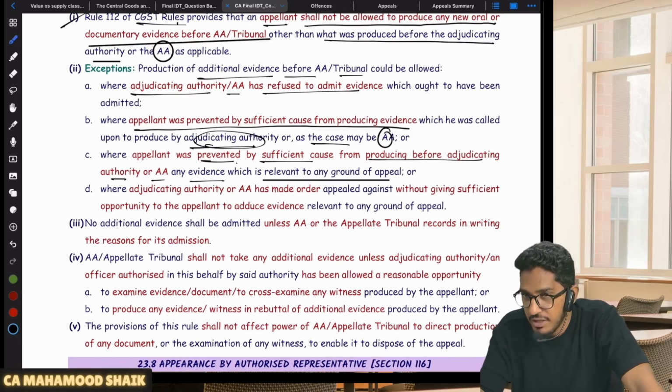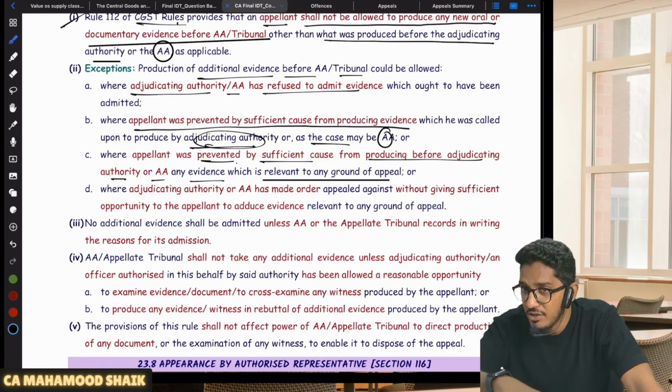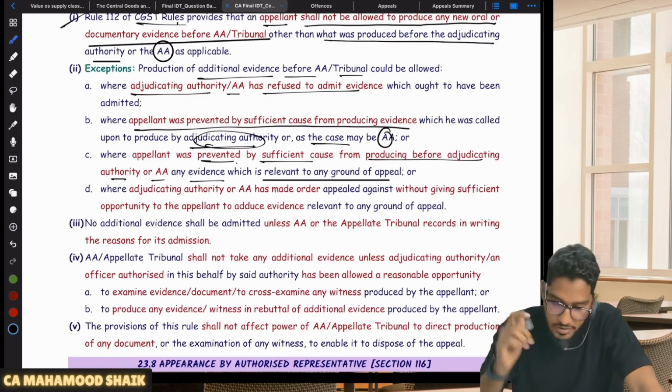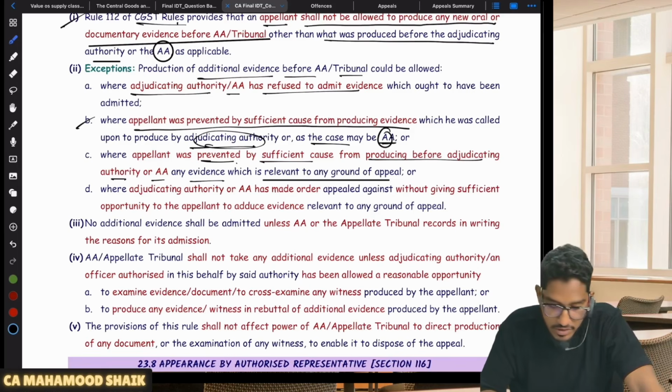Now, if you are going for tribunal, you can say, sir, I am unable to produce it to either adjudicating authority or appellate authority, but I have a valid reason. Now, you appellate tribunal, you consider it, sir. Okay. Next. See, B point is talking about evidence to be produced before appellate authority. C point is talking about additional evidence you are producing for tribunal.